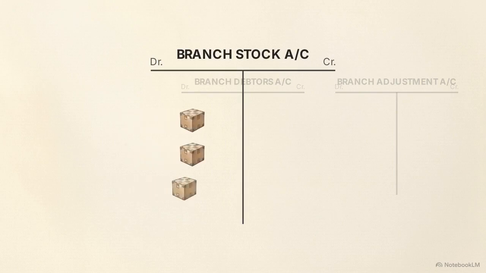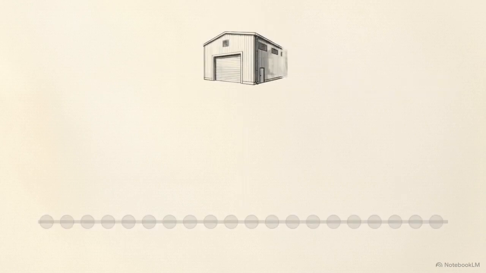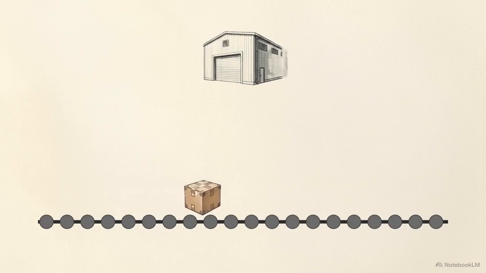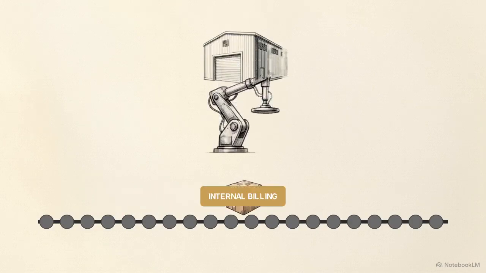If we isolate the branch stock account, its primary function becomes clear. It is designed specifically to track physical inventory units moving in and out, flagging any mathematical shortages. To enforce this tracking, the head office deploys a specific accounting mechanism called invoice pricing, or loading.